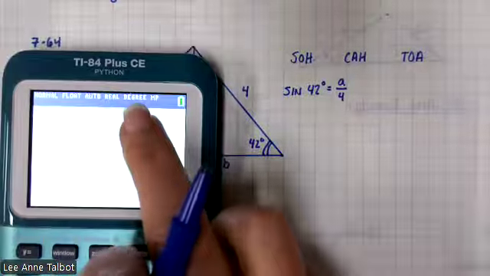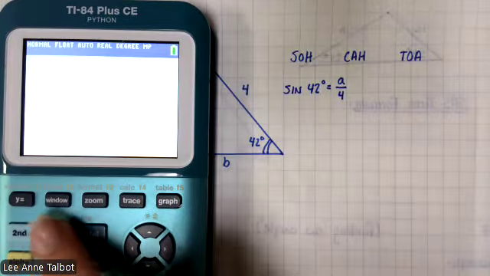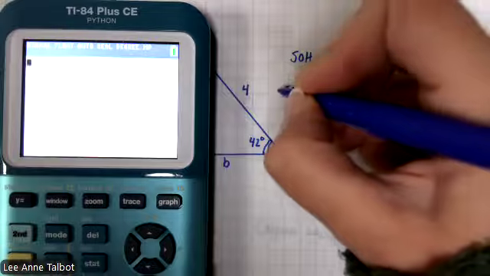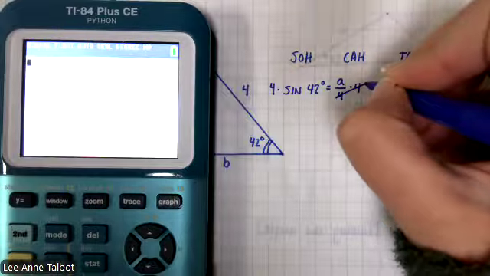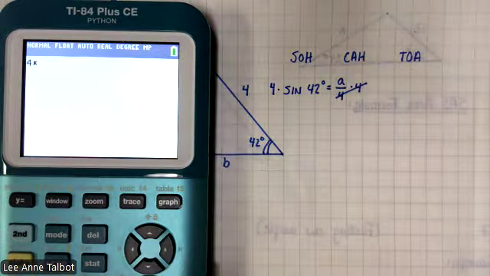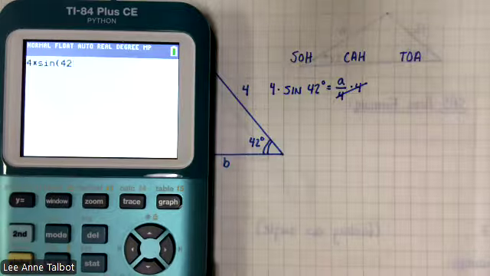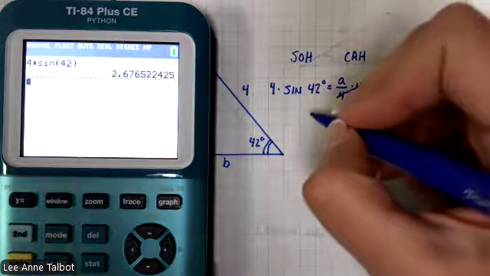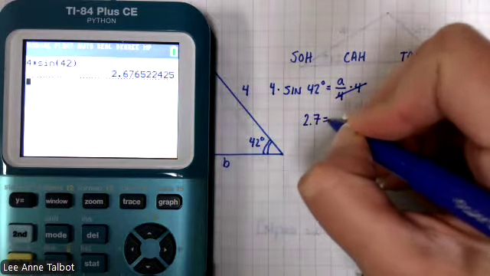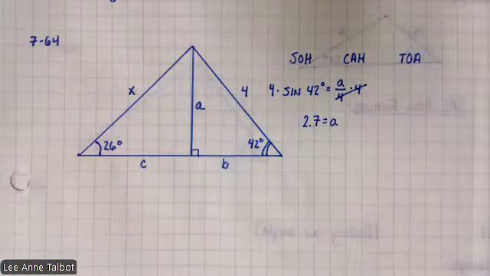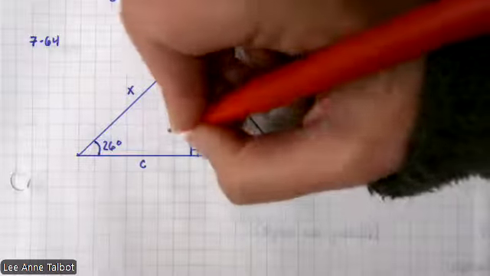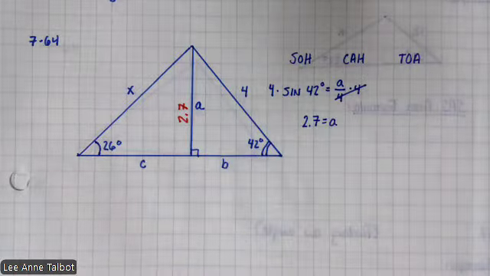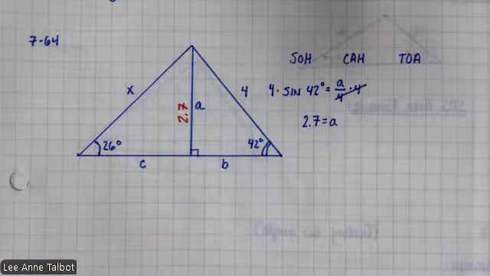And now make sure that your calculator's in degrees. Look up here, make sure that it says degree there. If not, hit the mode button and change it to degrees. Times 4 on both sides. And we're going to round to the tenths place. 2.7 equals A. Okay, so go on to your triangle. Label that 2.7.